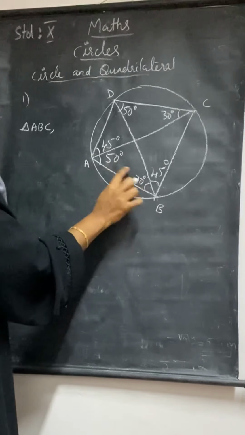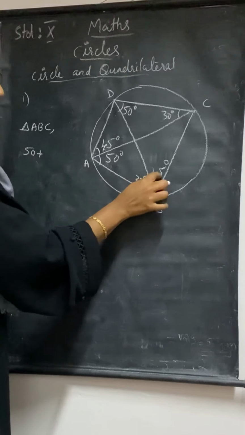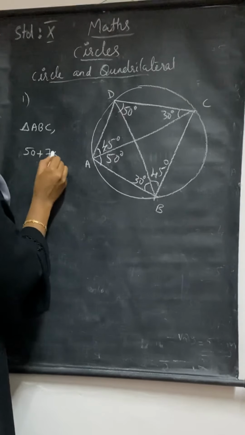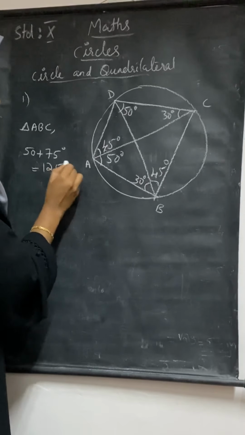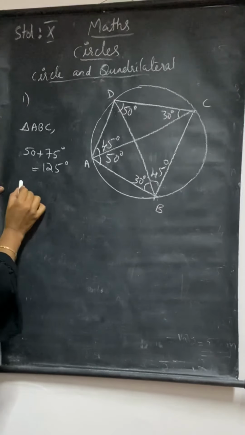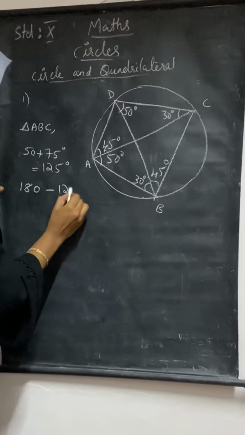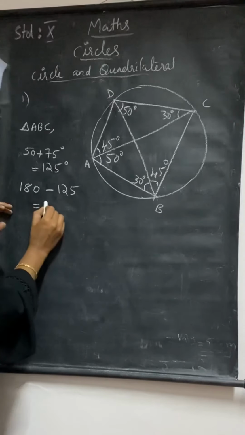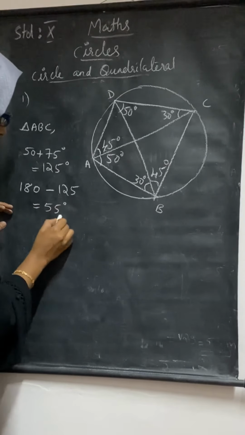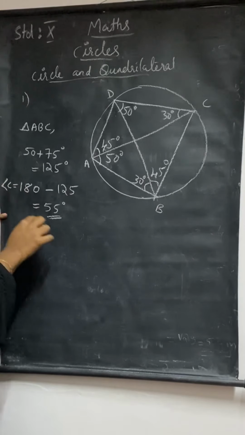So we'll see how much the sum is first. 50 plus 75, that is 125. To find out the third angle, what you have to do is 180 minus 125. You will get 55 degree. So the third one, that is angle C, you can see angle C is 55 degree.